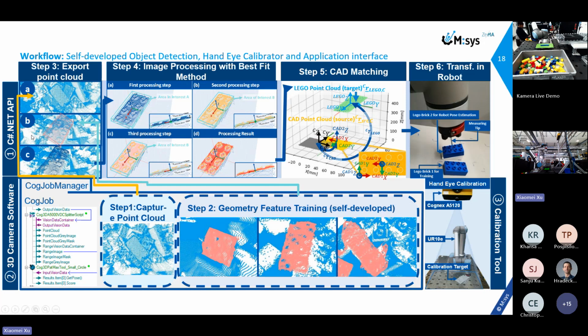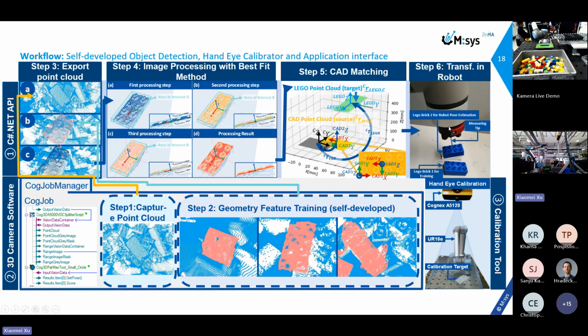The application interface has an acquisition tray to receive the image and an image processing tray to extract the region of interest of the self-developed detection tool. The point cloud in the region of interest is considered the point cloud of the Lego brick surface. A tailored best-fit method processes the point cloud and determines the object's orientation. The processing result is matched with the 3D model and gives the gripping pose based on the camera coordinate system.